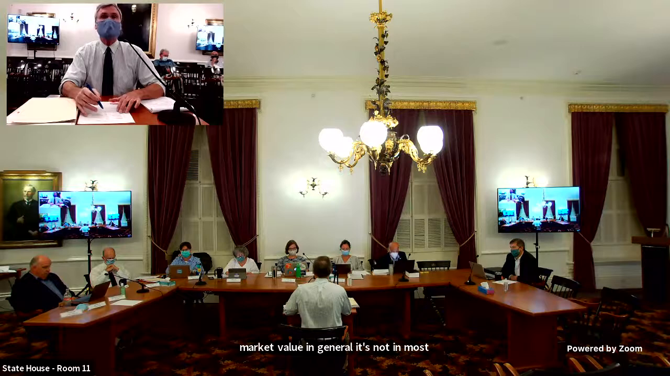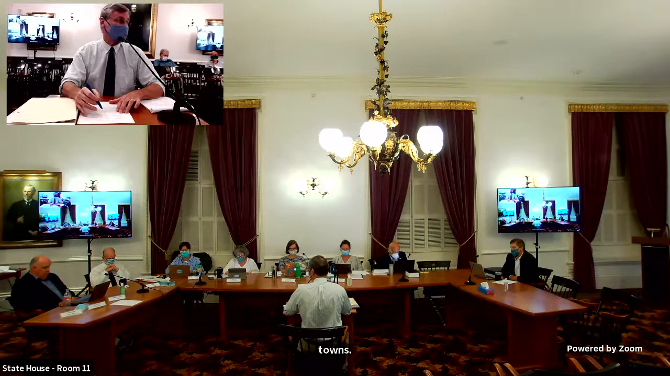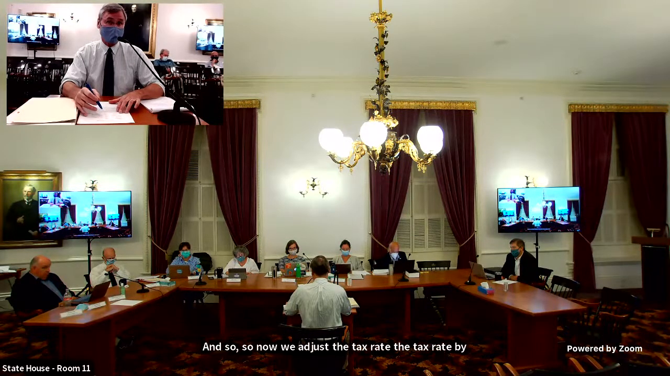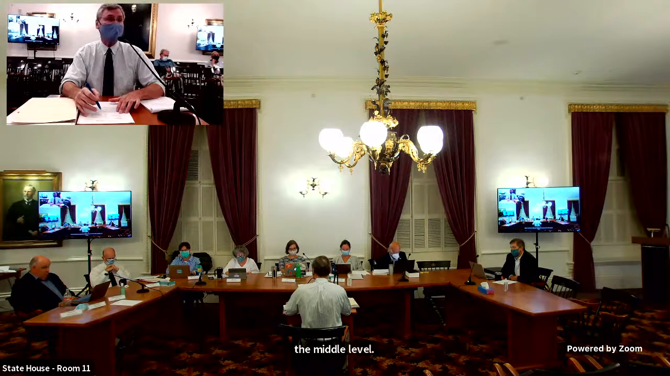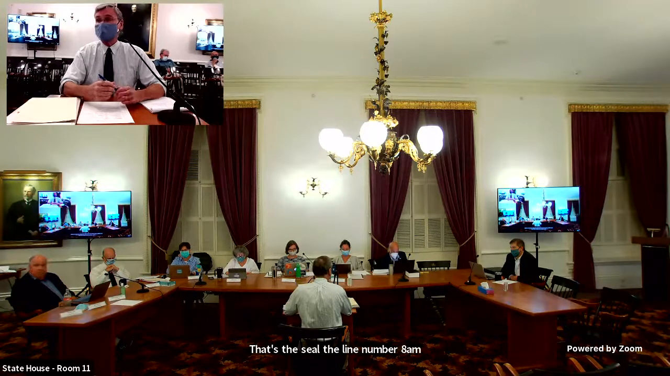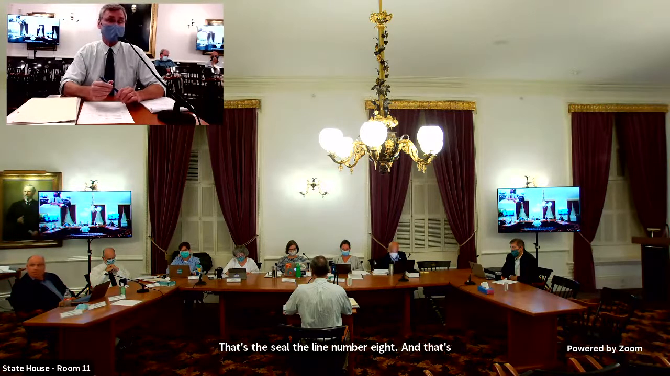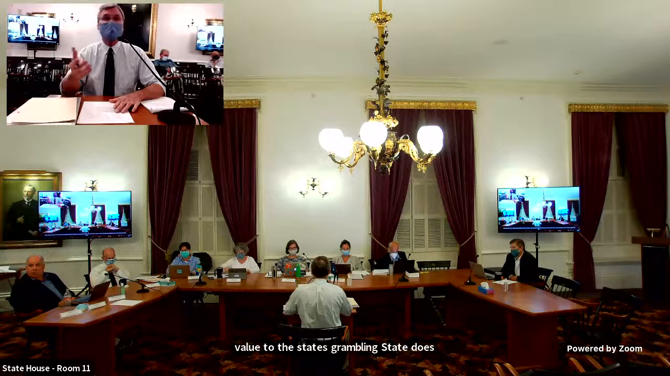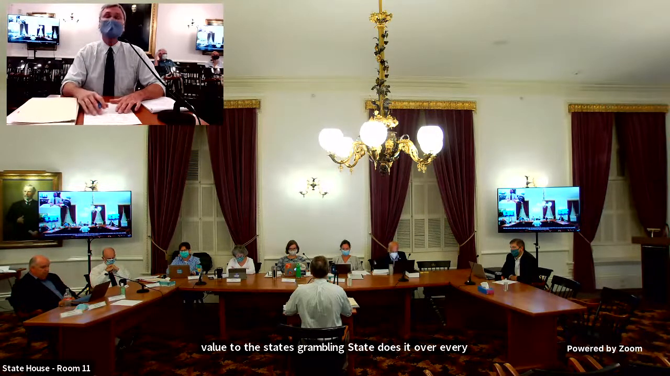And so now we adjust the equalized tax rate by the common level of appraisal. That's the CLA, line number 8. And that's specific to the town. The tax department does that calculation. And it's a ratio of the town's grand list value to the state's grand list value. The state does it averaging 3 years' worth of data in a number of ways.